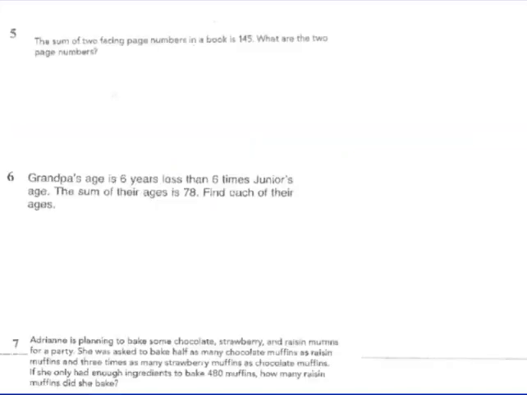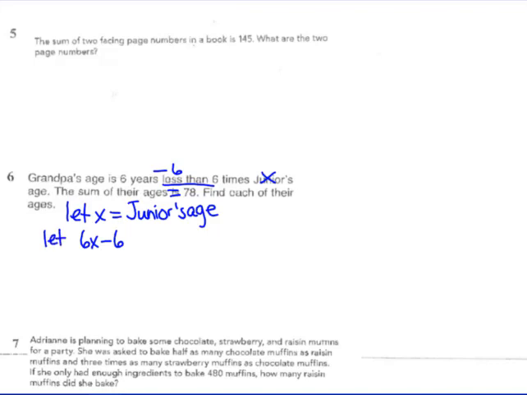Grandpa's age is 6 years less than 6 times Junior's age. Whoa. The sum of their ages is 78. Okay, so they add together to be 78. Find each of their ages. So let x equal Junior's age. So 6x, 6 times Junior's, less by 6, that's going to give me Grandpa's age. So I'm just going to say GPA's age.